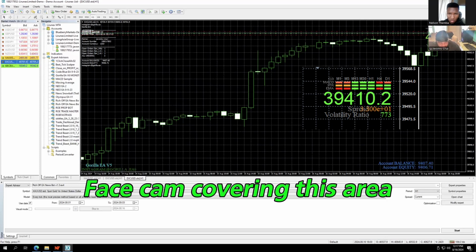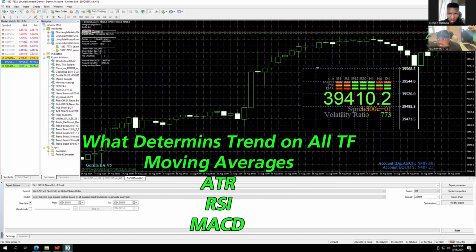To identify ranging, it would be support and resistance levels, average true range, and Bollinger bands. This basically shows on each different time frame whether it's bullish or bearish or mixed, depending on the parameters that we put with these indicators, right?